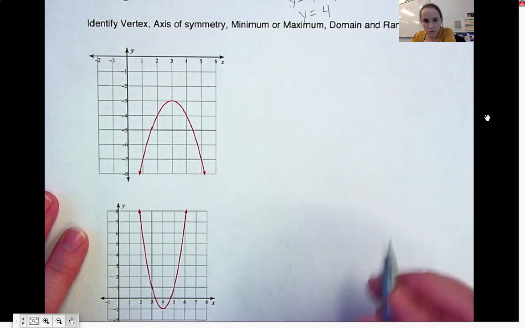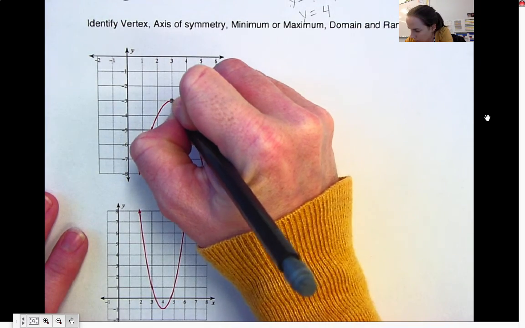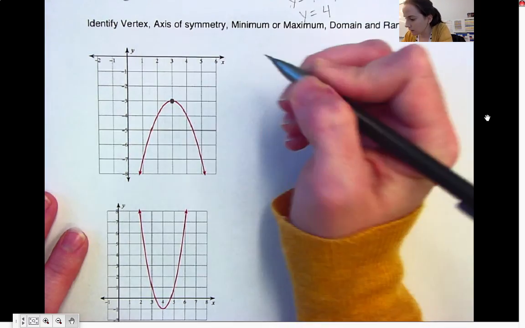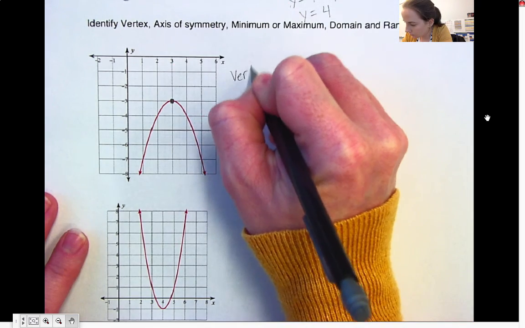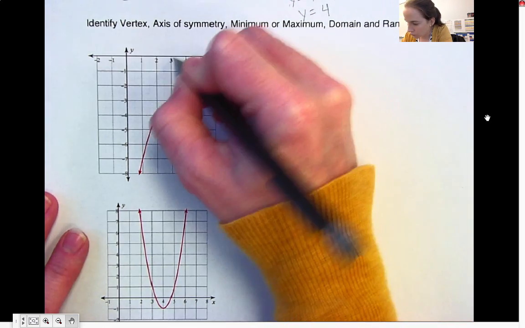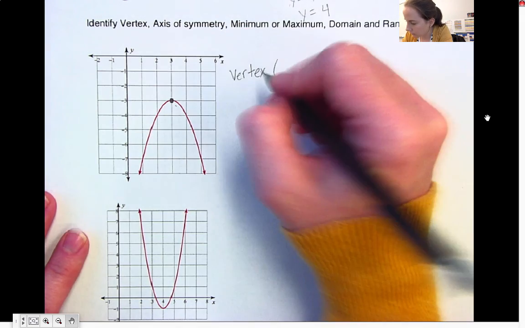First of all, find the vertex. So here, the highest point. This is a vertex, and look at your x, y values. Look at that point. So the vertex here is 3, negative 3.